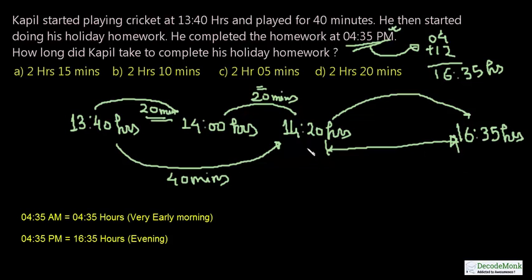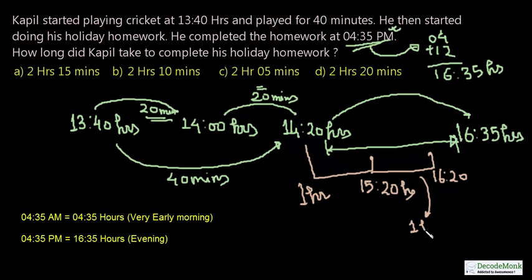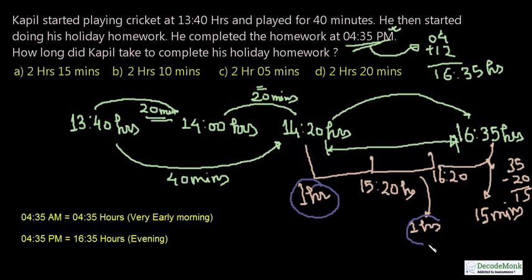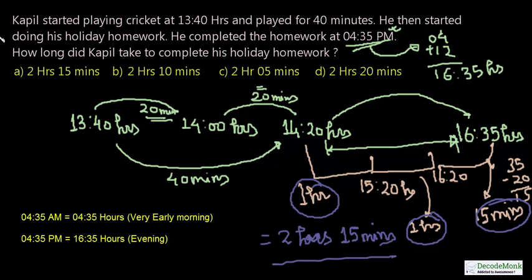So now let us calculate. Now from 14:20 to 15:20 or 3:20 p.m. it's 1 hour, and from 15:20 to 16:20 is another 1 hour, and from 16:20 to 16:35 is, you can calculate a little bit, 35 minus 20 is 15. So this duration is 15 minutes. So the total duration will be equal to 1 hour plus 1 hour plus 15 minutes. So the time which Kapil took to complete his holiday homework is 1 plus 1 is 2 hours, 2 hours 15 minutes. So the answer to the question is option A, that is 2 hours 15 minutes.